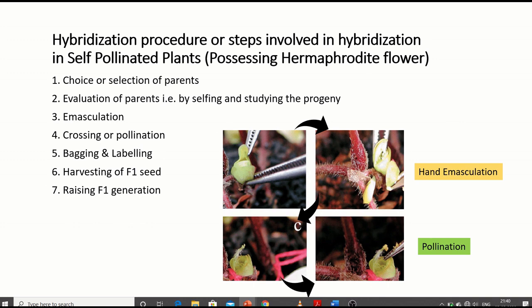Once the pollination is done, you have to make sure that the bagging is done, and labeling is done, and in the label you have to write the date of pollination, date of emasculation, and time of emasculation, such as parents. Okay, parents of the cross. Right after bagging and labeling, you have to wait for the seed filling, seed maturity, and you have to harvest the F1 seed, and you can raise the F1 generation.